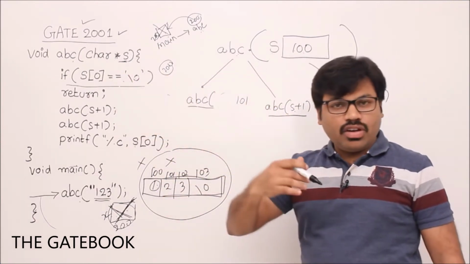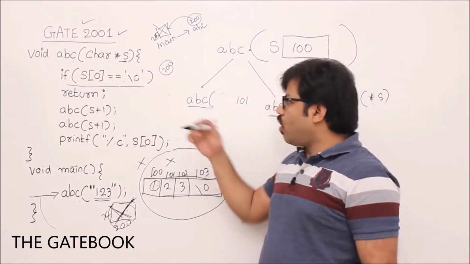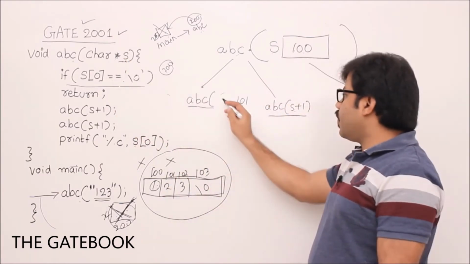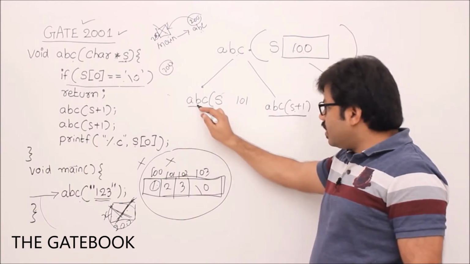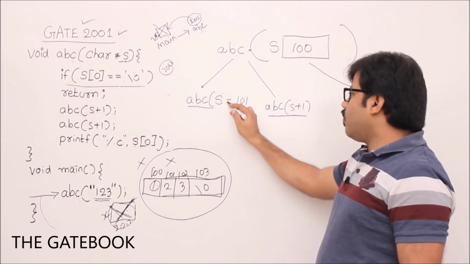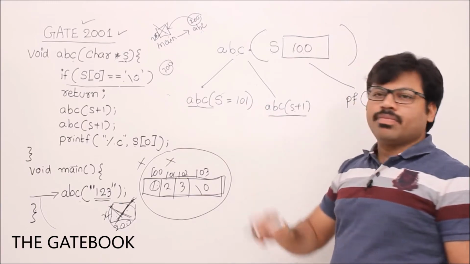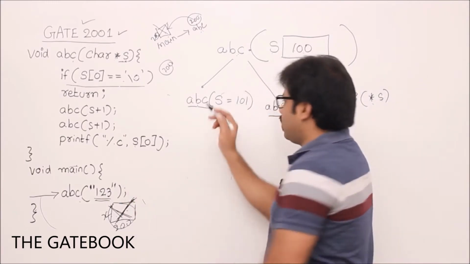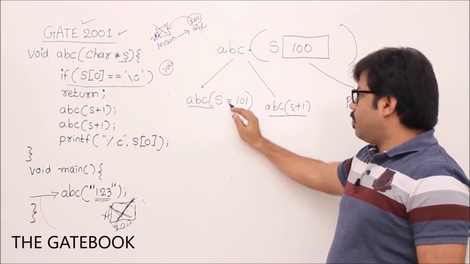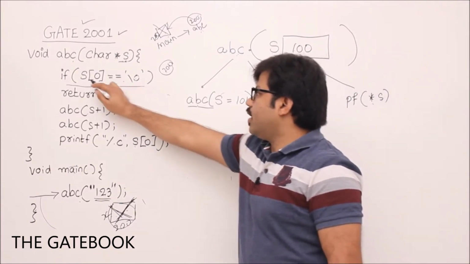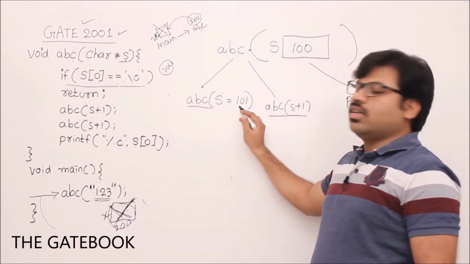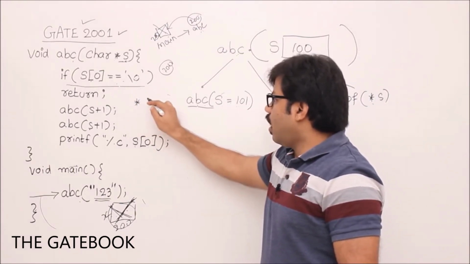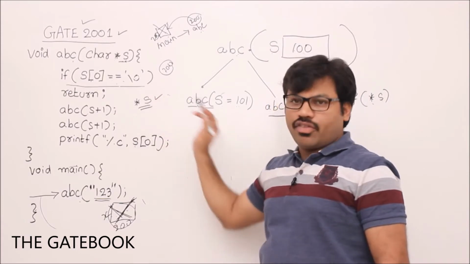Whenever you call the ABC method, a new local variable will be generated. We know that, right? That's why there is another local variable s in this ABC function call that will take 101. Understand? Now let me explore this ABC of s. First step in the ABC method is what? s of 0. What is s? 101. Let me do s of 0. From now onwards, s of 0 is always star s. Already we have computed it.